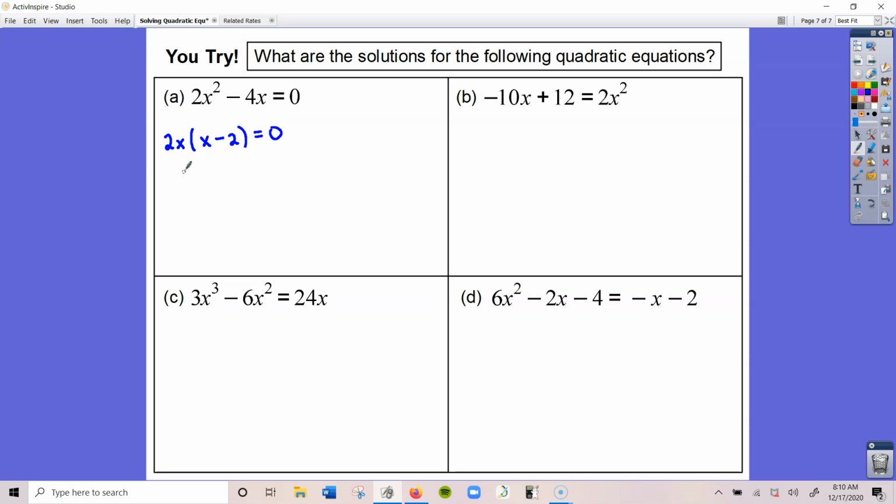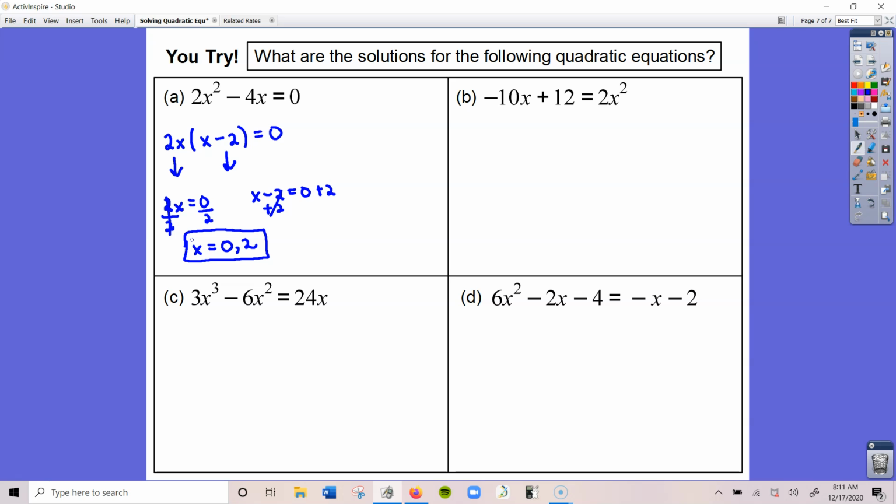So we would take each individual one, so 2x, and make it equal to 0, and x minus 2, make it equal to 0. If you divide 0 by 2, 0 divided by anything is still 0, which is a possible answer. And then I would have to add 2 for the second factor, so x is also equal to positive 2. And these would be my two solutions.